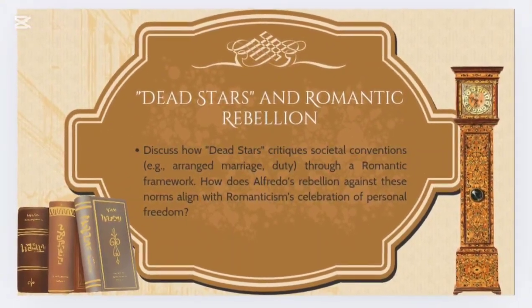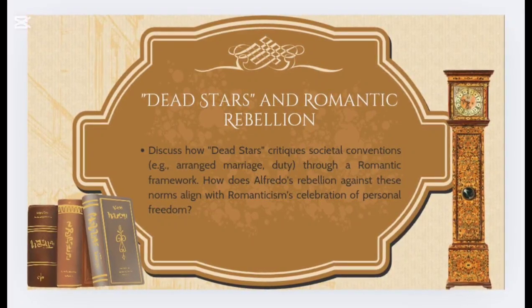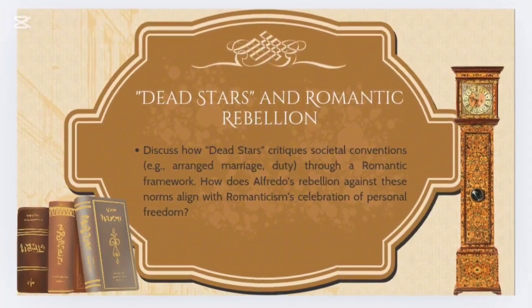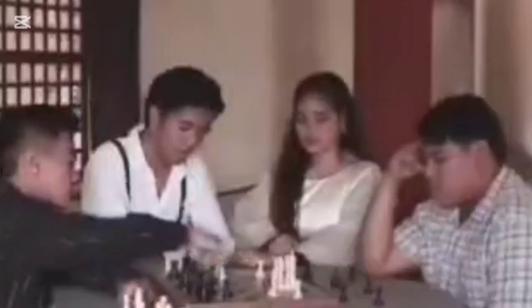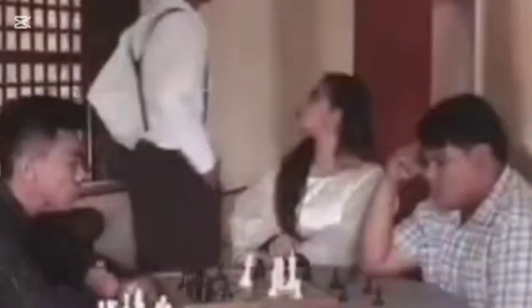Discuss how Dead Stars critique societal conventions such as arranged marriage and duty through a romantic framework. How does Alfredo's rebellion against these norms align with Romanticism's celebration of personal freedom? Dead Stars is a story about a man, Alfredo, who falls deeply in love but is expected to follow a different path in life. This fits the style of Romantic literature, which emphasizes strong emotions and individual freedom.